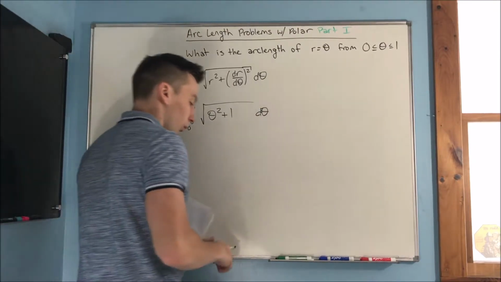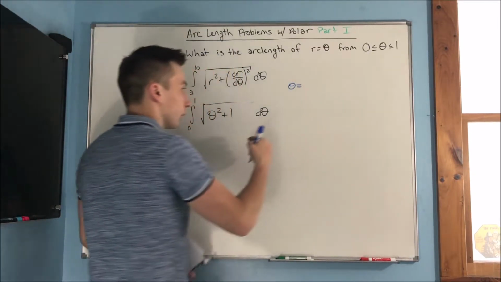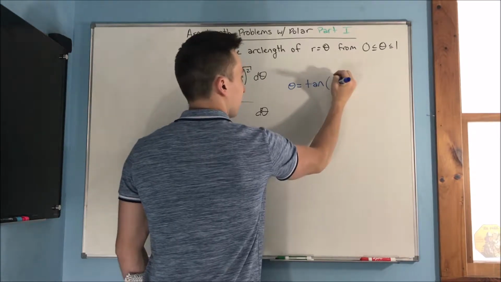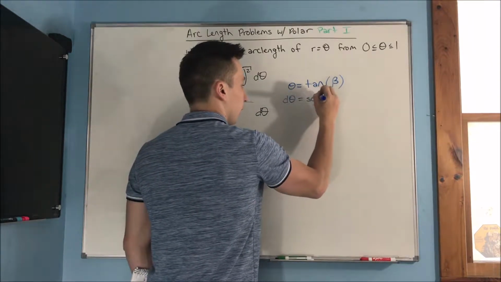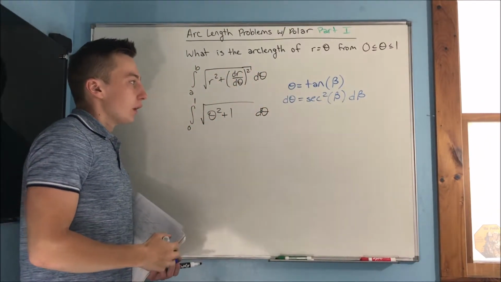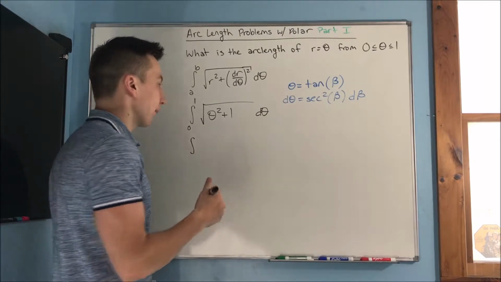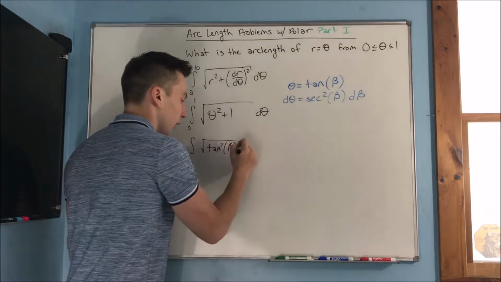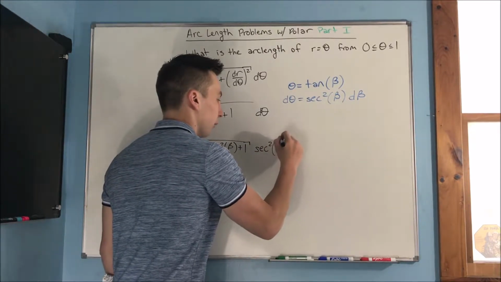Okay? So we can do that: theta equals tangent theta, we'll have to do a different letter this time. I guess we'll do like beta or something like that. And then we have that d theta will equal secant squared of beta d beta. Okay, so now we can just plug that in. We get the integral. We don't know what our new bounds are yet. We're going to get in the square root tangent squared of beta plus 1. And then on the outside, we're just going to get a secant squared of beta d beta.